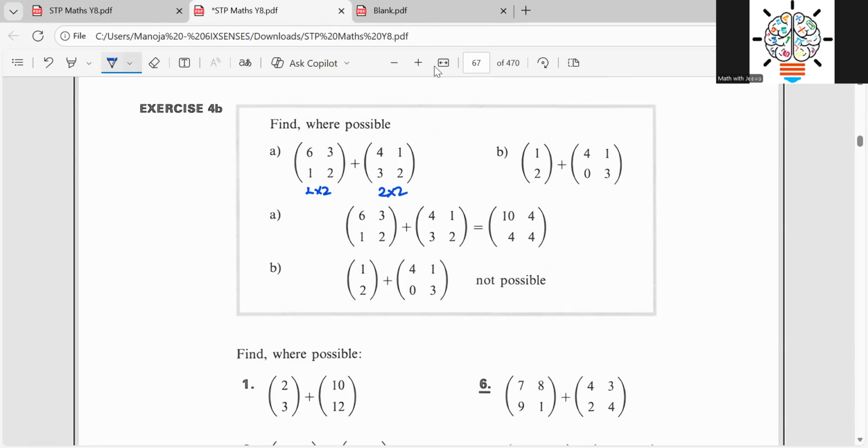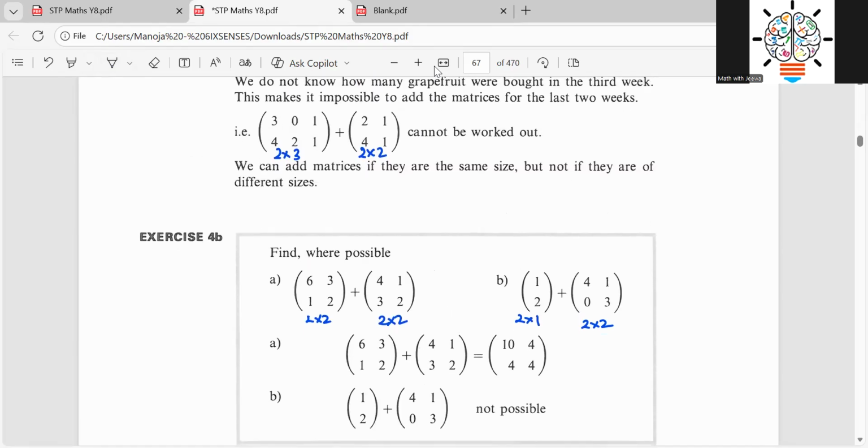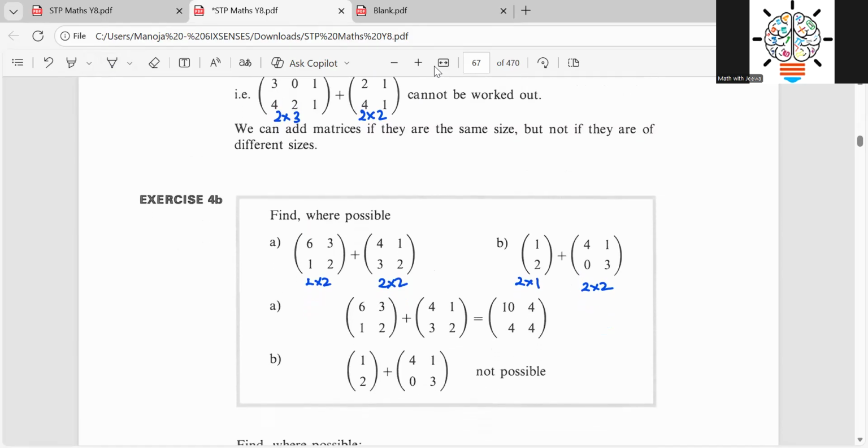But if you look at the second one, part B, you can see this is 2 into 1 and 2 into 2, right? So can we add them? No. How do we write? Cannot work. So you can either write not possible or you can write cannot be worked out. Anything that you can write.